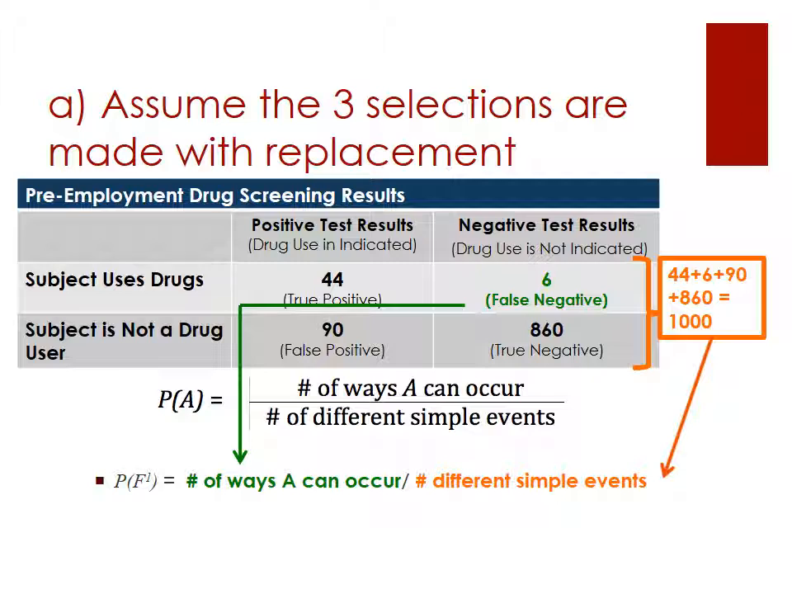So applying this into our formula, we can see that we have 6 false negatives. So that's the 6 different ways that A can occur for this particular problem for our first selection. And the number of different simple events are simply all the individuals that are part of this particular drug screening results outcome. And so we simply take all of our numbers, 44 plus 6, plus 90, plus 860, and we get 1,000 for our total number of different simple events. Plugging these into our formula, we get 6 divided by 1,000, which gives us a probability for F1 of 0.006.